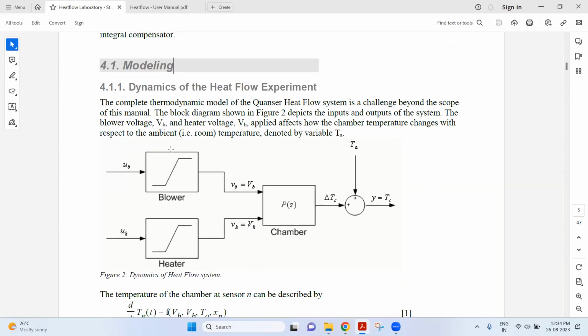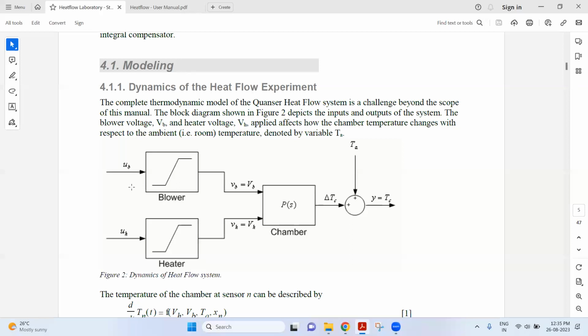Now, this is related to mechanical, so here we are using a thermodynamic model. Which are the two main components used here? Blower and heater. We have added a blower and a heater here.